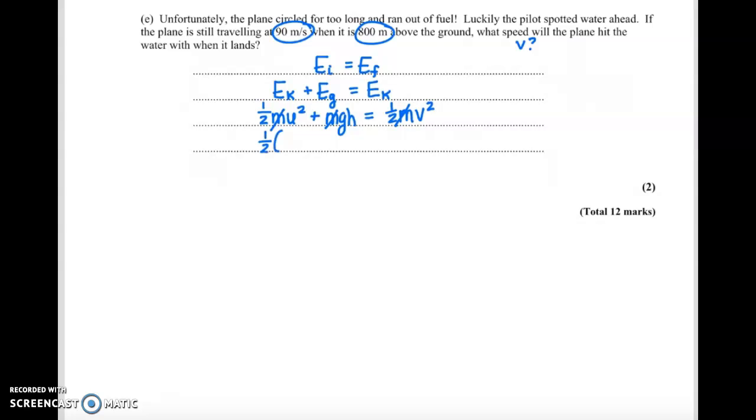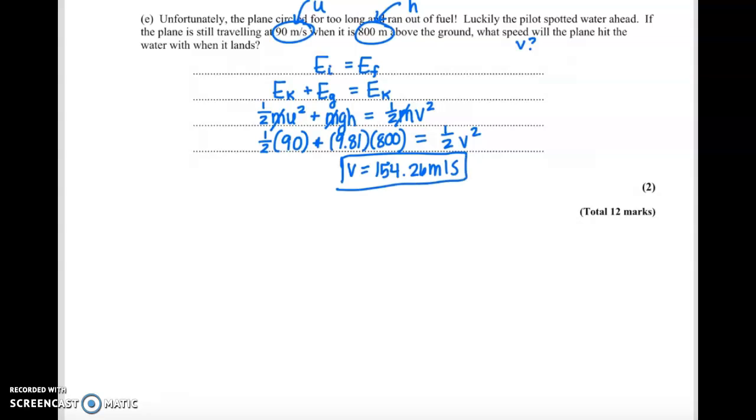And plugging in, we know the initial velocity when it's high in the sky is 90. We know the height when it's high in the sky is 800. And we're trying to solve for final velocity. This comes out to be 154.26 meters per second.